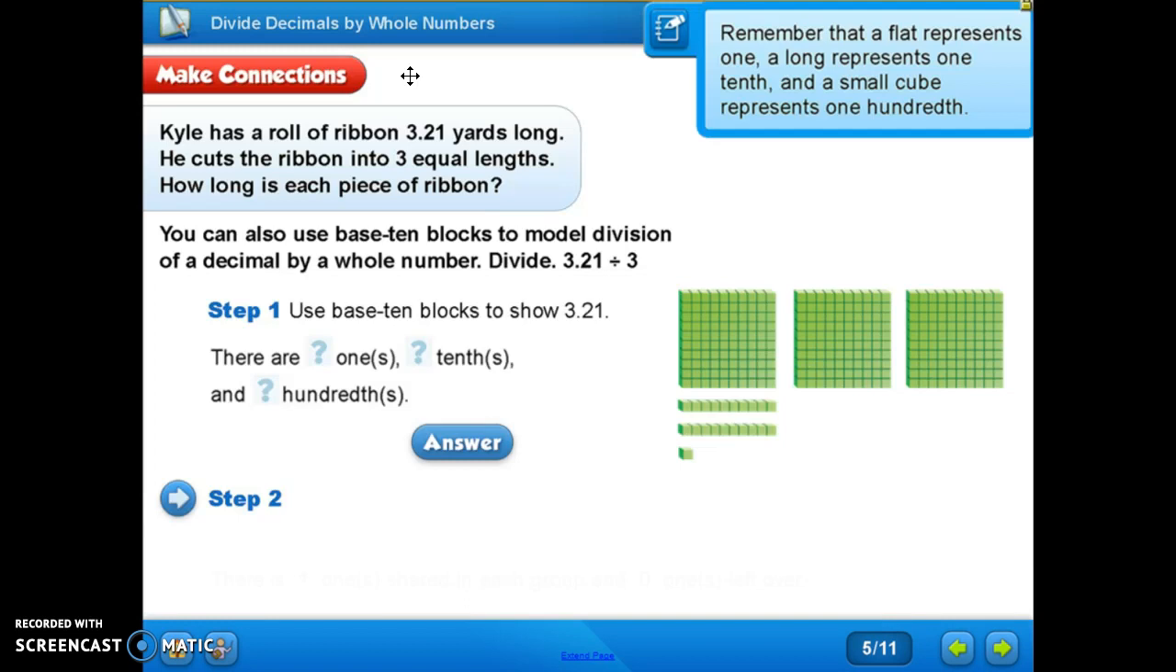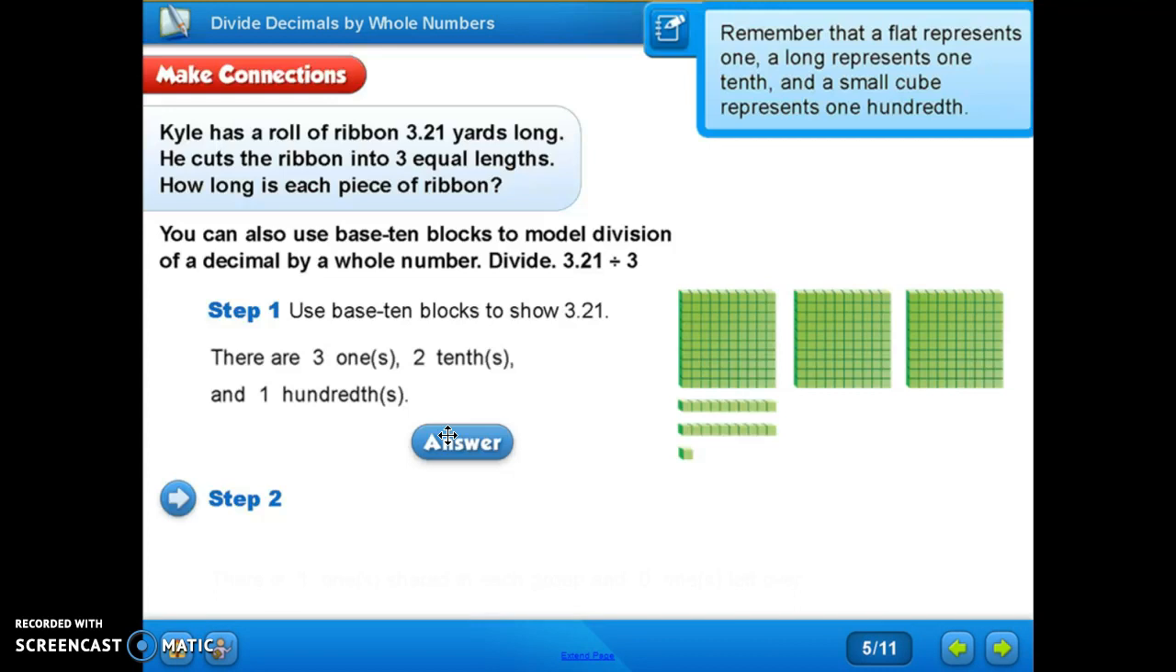You can also use your base 10 blocks to model division of a decimal by a whole number. Divide 3 21/100 divided by 3. Use the base 10 blocks to show 3 21/100. Go ahead and do that. If you don't have the blocks, you can do a quick draw of that. So now I have how many 1s? How many tenths? And how many hundredths? Okay, so there are 3 1s, 2 tenths, and 1 hundredth.